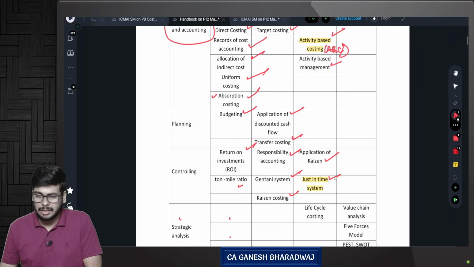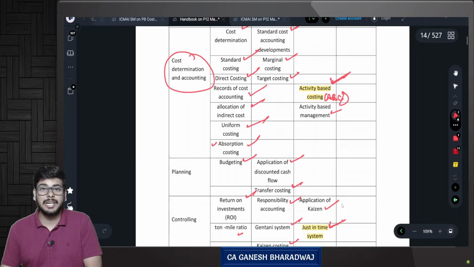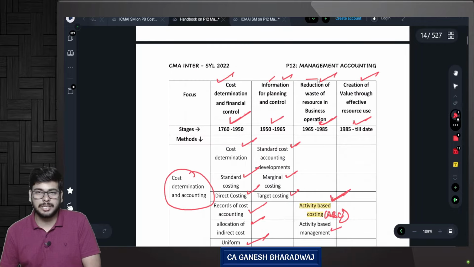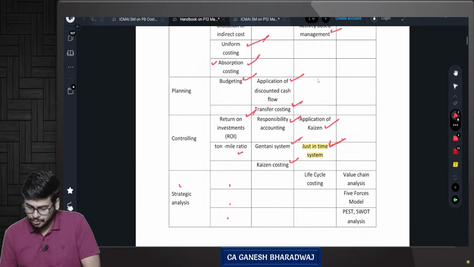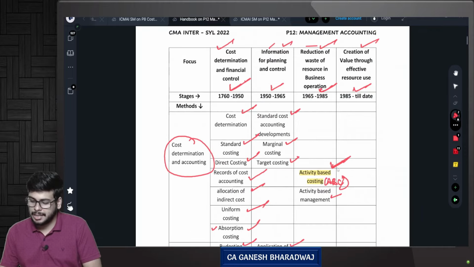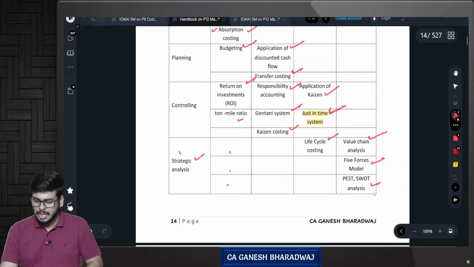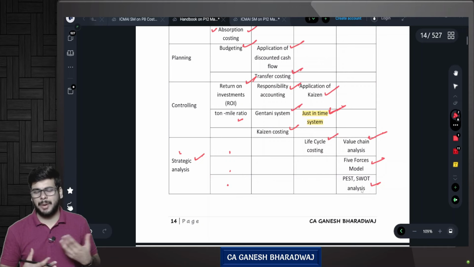In fact, I think there is an MCQ question regarding this. Activity-based costing and just-in-time, when did they come, in which stage? They came in the third stage of your evolution. Clear? And of course, with respect to strategic analysis, slowly in the third stage, they came up with something called life cycle costing. And finally, in the fourth stage, you have value chain analysis, five forces model, PEST, SWOT analysis. SWOT means what? Strengths, weaknesses, opportunities, and threats. So these were all involved extra apart from the normal things.